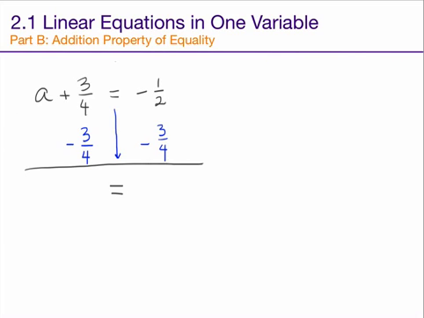Now let's do our arithmetic. Can you see that 3/4 and -3/4 are similar terms? a plus 3/4 minus 3/4 is a plus 0, but that's just a. -1/2 minus 3/4 is -5/4. We did this arithmetic already in the previous version of this question. This is my final answer.